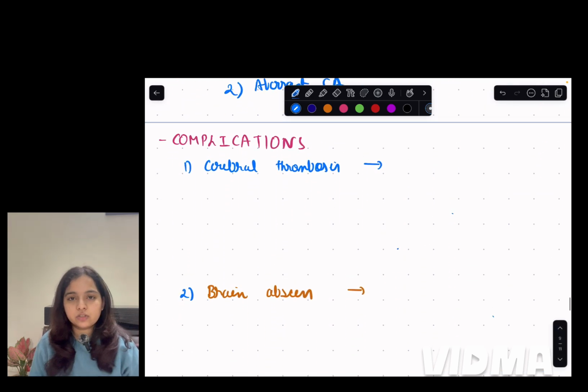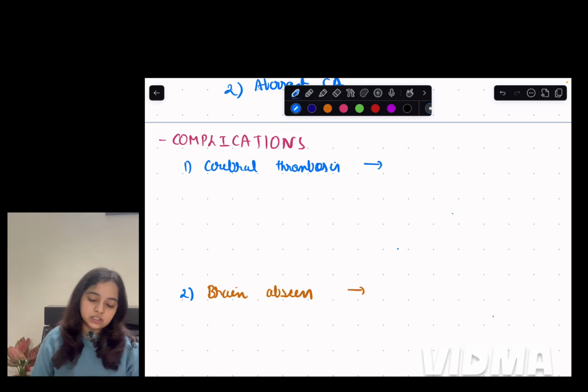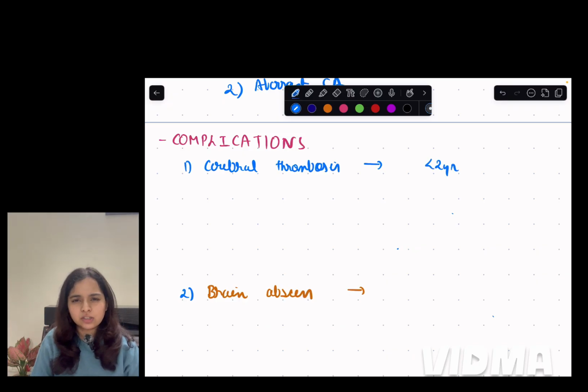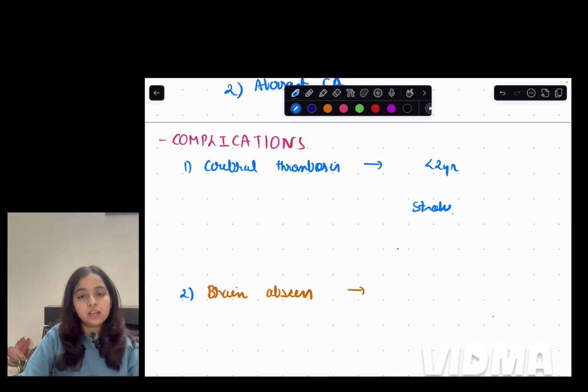Now, what are the complications of TOF? So, important complications are cerebral thrombosis. This is common in children less than 2 years of age. Why does it happen? It happens because of the extreme polycythemia and dehydration present in TOF patients. It involves the cerebral veins and the dural sinuses, and it can lead to stroke and hemiplegia in the patient.